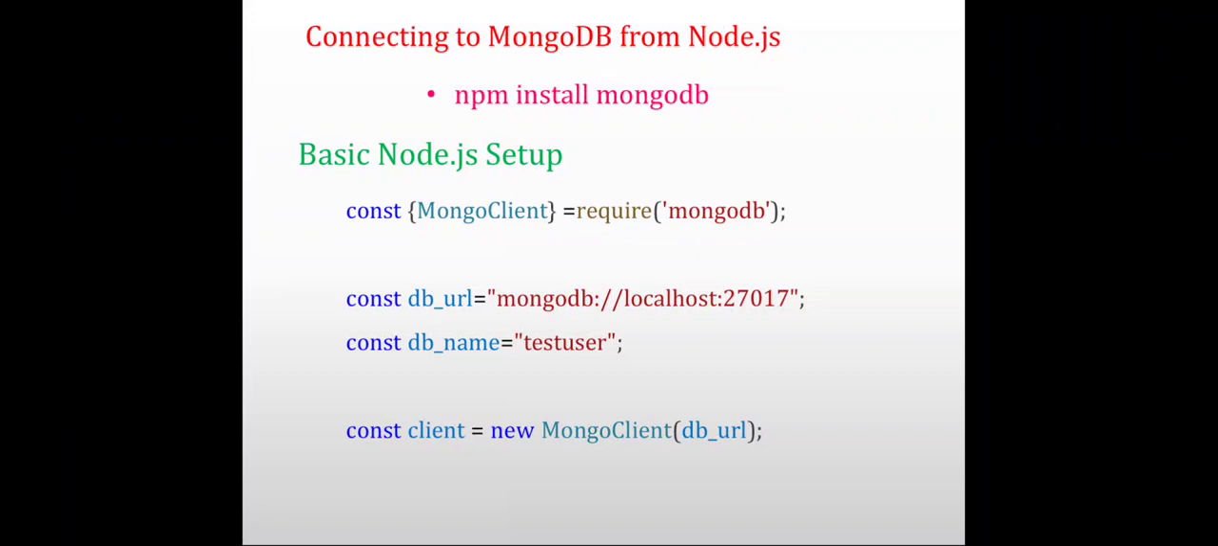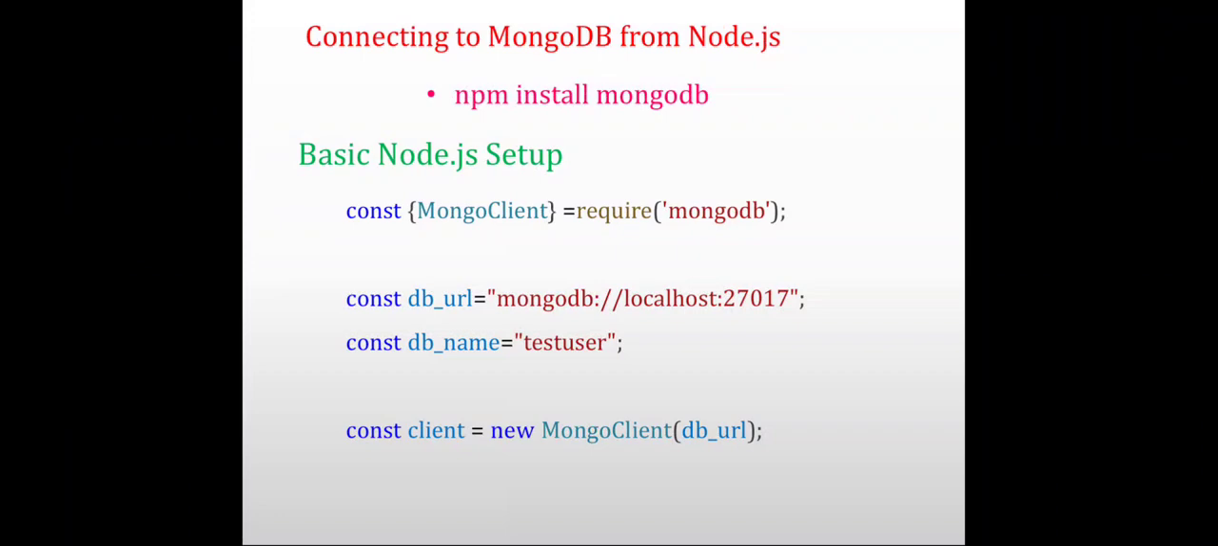After specifying the connection URL, we define the database name. Here we are using testuser. This is the database that our application will use. One interesting feature of MongoDB is that if the specified database does not already exist, it will automatically create it when the first document is inserted. So this saves developers from having to create databases manually.